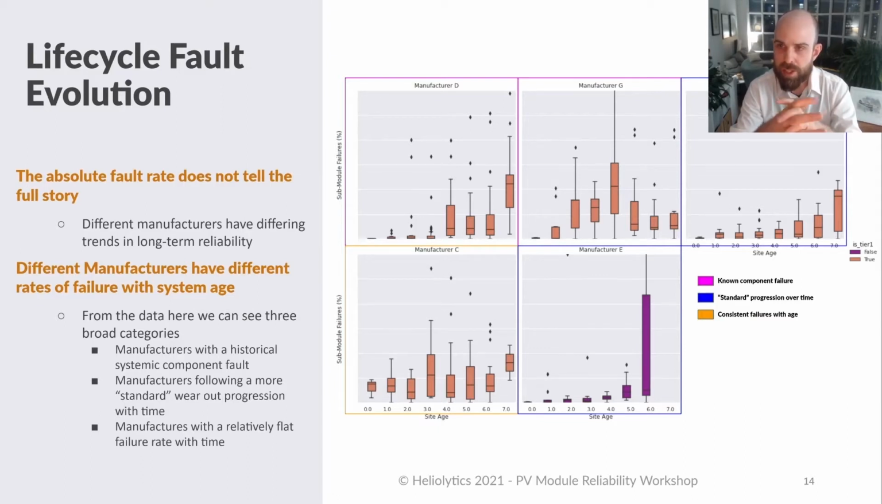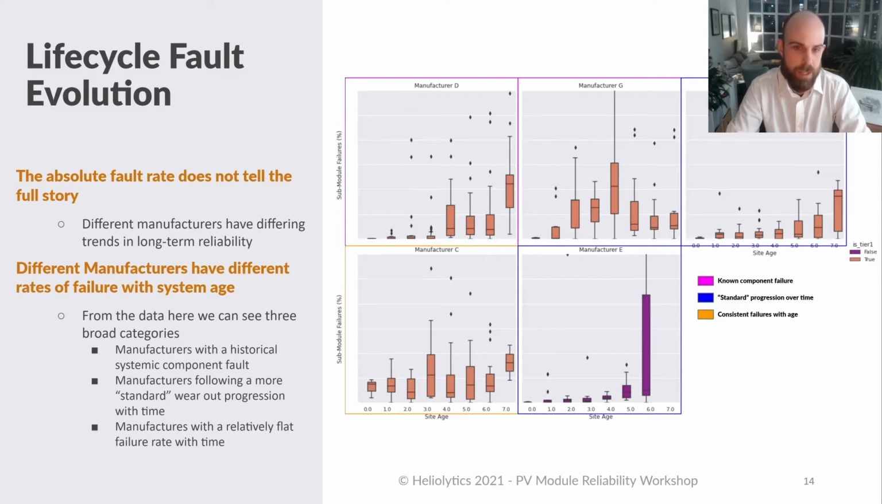In blue, we can see manufacturers B and E. These represent what we'd consider to be the more normal or predicted long-term failure trends, where we see this increasing rate of failure over time. This seems to be more in line with a standard failure progression expectation, where we're seeing low failures to begin with, and then as we get farther into the life of the modules, those reliability failures start to increase with time.